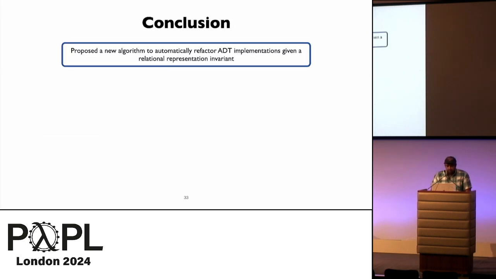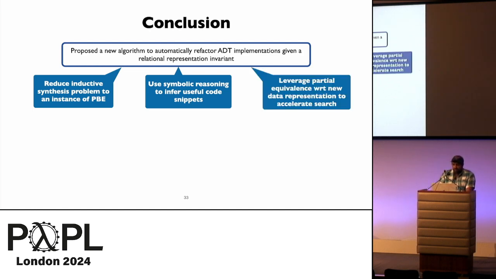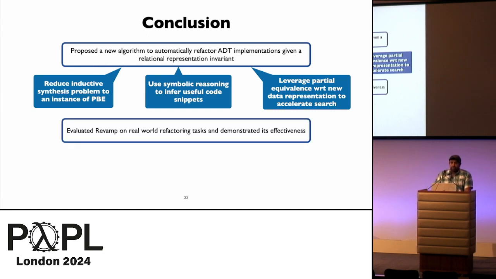So in conclusion, we proposed a new algorithm to automatically refactor ADT implementations given this RRI, and there are 3 key ideas we use. We reduced this inductive synthesis problem to an instance of PBE. We also use symbolic reasoning to infer useful code snippets, and we leverage this partial equivalence with respect to the new data representation to accelerate search. And we evaluated it on real-world refactoring tasks, demonstrating its effectiveness.